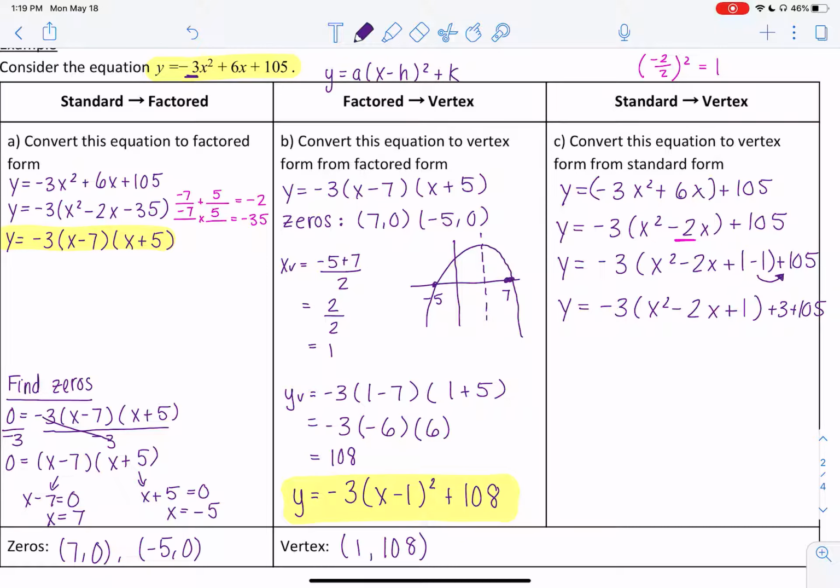And now I can factor that bracket. So I'll have x minus 1 all squared. It is a perfect square trinomial. But if you need to do it the long way, that's absolutely okay. And then I have plus 108. So I end up with the exact same equation and the exact same vertex. If you're struggling with completing the square, I would highly recommend going back and watching that video again or letting me know if you have questions.